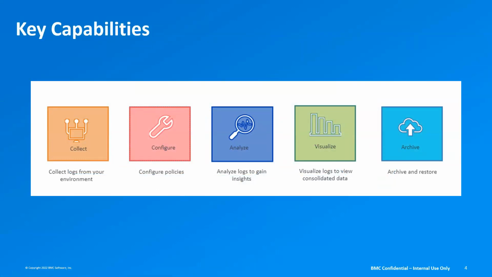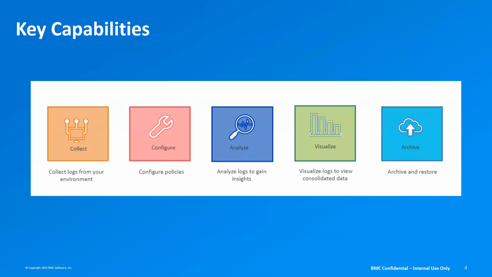To help you get the most out of the logs in minimum time, we can use BMC Helix log analytics to collect logs from the environment, configure enrichment, and analyze logs to gain insights. While analyzing, if we come across a condition for which we want to be notified, we can create an alert policy for those conditions and visualize logs to view the consolidated data. Also, the logs can be archived and restored for future reference.